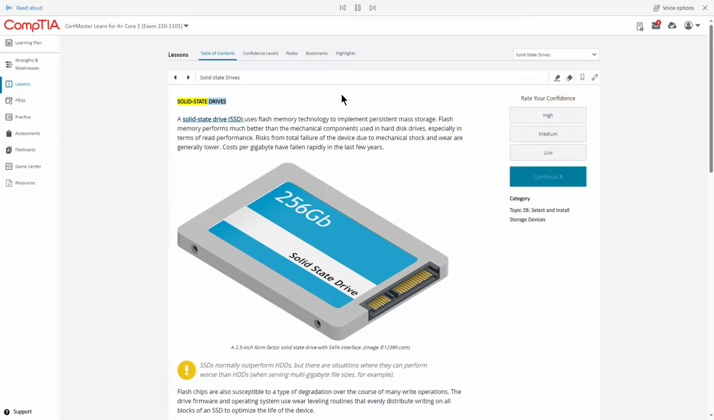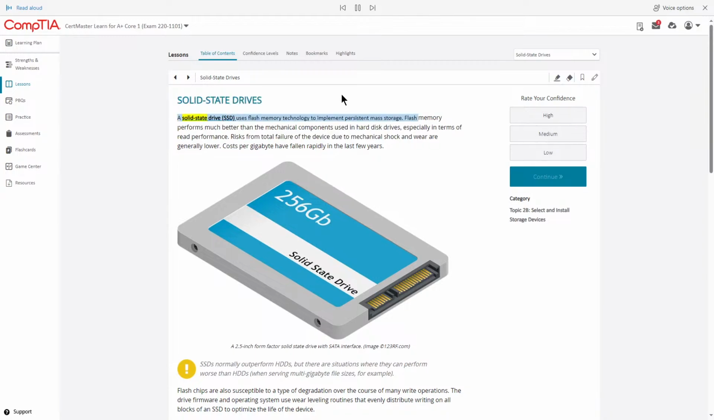Solid-state drives. A solid-state drive, SSD, uses flash memory technology to implement persistent mass storage. Flash memory performs much better than the mechanical components used in hard disk drives, especially in terms of read performance. Risks from total failure of the device due to mechanical shock and wear are generally lower. Costs per gigabyte have fallen rapidly in the last few years.